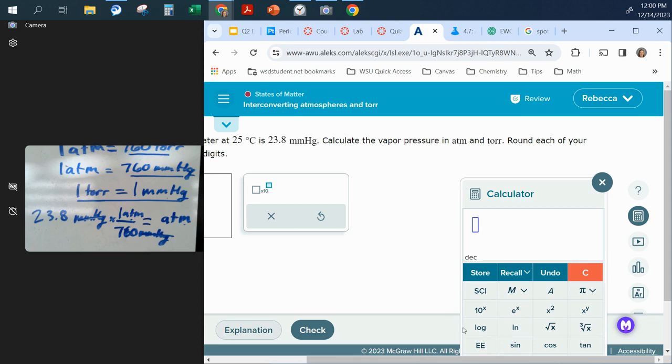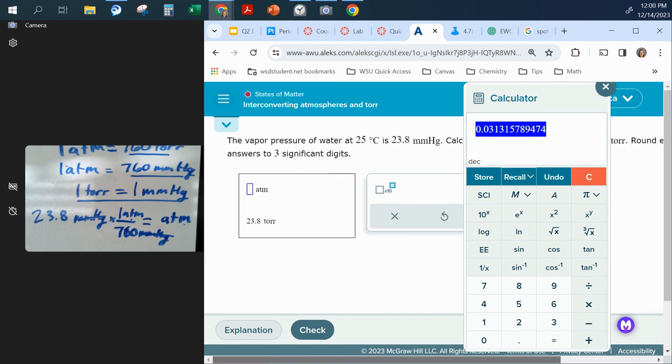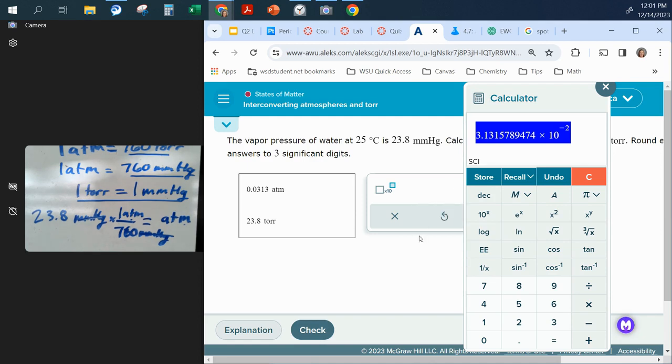So I have this number, 23.8. I'm going to divide by 760. Okay, how many sig figs did I need? 3. Okay, so I'm going to put 0.0 and then 3.3. We could also do that. So this would be acceptable, or we could put it in scientific notation and keep 3 that way. So either of those should be acceptable. Okay. Questions on this one? Should we do another one?